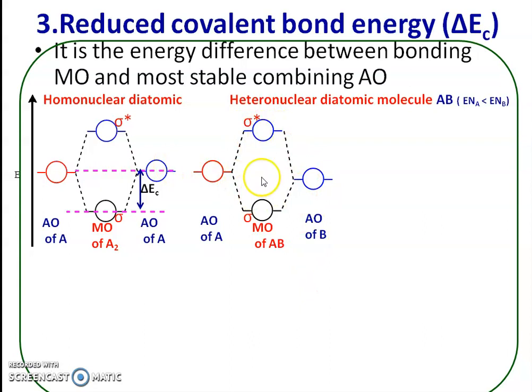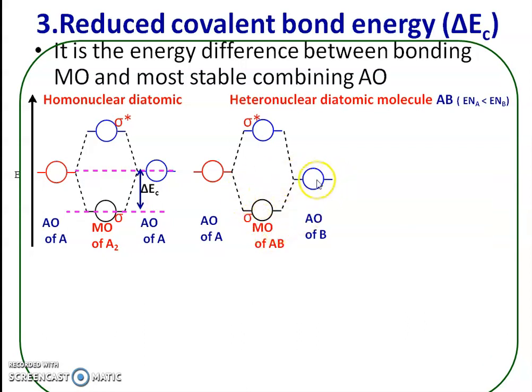Here the important point is, in case of a heteronuclear diatomic molecule, the atomic orbital of the more electronegative atom, that is B, has slightly less energy as compared to the energy of the atomic orbital of the less electronegative atom A. Now there is a difference in energy of the atomic orbitals contributed by both the atoms, and in fact the energy of the atomic orbital of the more electronegative atom is less and closer to the energy of the bonding molecular orbital.